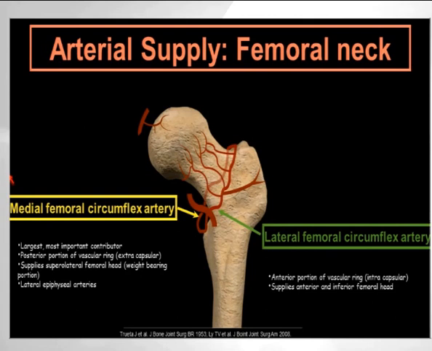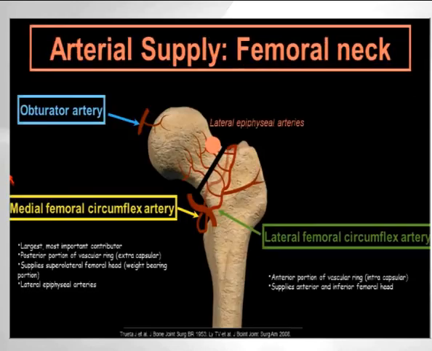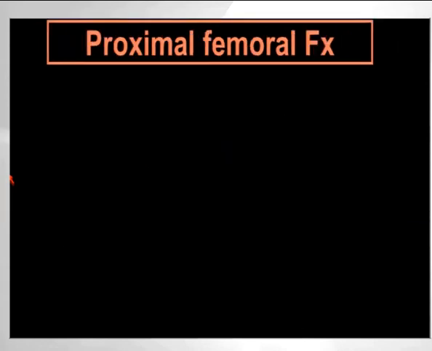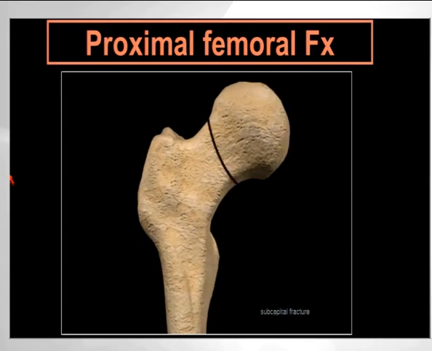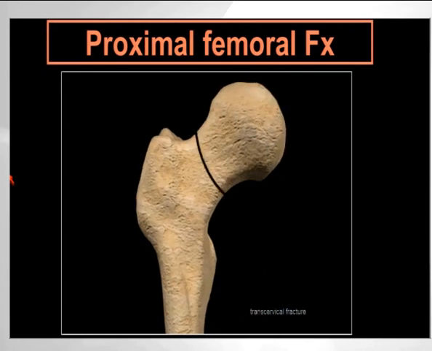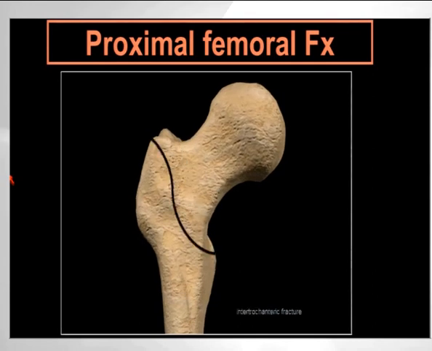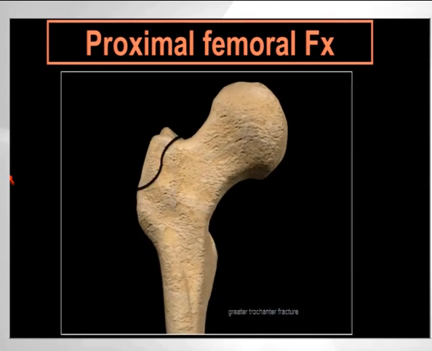So it gets stretched every time there is dislocation. If there is fracture, it can disrupt the lateral epiphyseal arteries, which come from the medial circumflex femoral artery. And then there is an obturator artery, which is not that significant, especially in adults. So proximal femoral fracture, let's go over osteochondral, subchondral, subcapital, transcervical, basicervical, greater and lesser trochanter, and intertrochanteric.